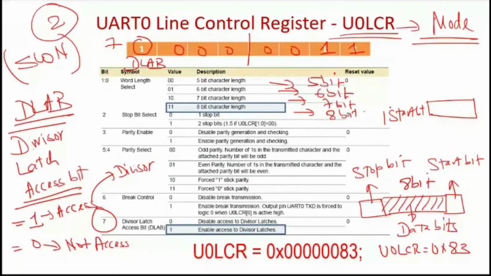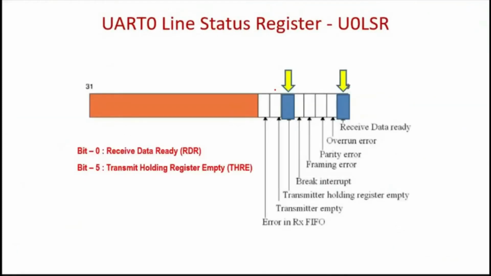The first 2 bits of course will define the size of the payload, which means the size of your UART data, which is 8-bit. For that you need to write 1 1. So UART0 line control register takes 83. So that is my second SFR.